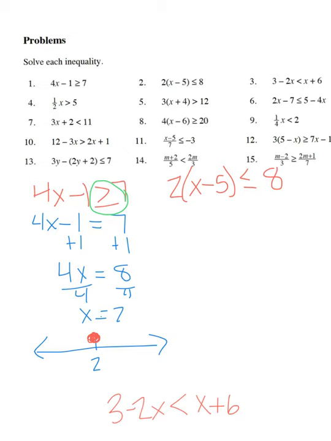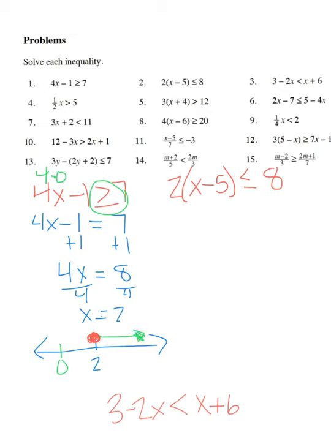So what I'm going to do is try 0. I always like to try 0 because it's usually a really easy one to try. If I put 0 into this inequality, I have 4 times 0 minus 1, which is negative 1, is greater than or equal to 7. That is not true. And so that means the numbers on the left side of 2 are not correct. The numbers on the right side are.